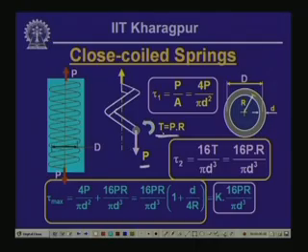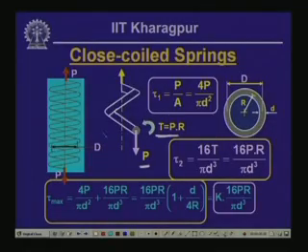Now, as I had told you, in case of closed coil helical springs, they are wound in such a way that each helix is lying in one plane, and if that happens, then the force transferred to the spring wire is the axial force P, which is transferred from the center to the center part of the wire, along with the twisting moment T, which is equal to P times R.